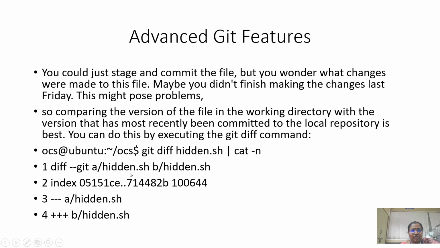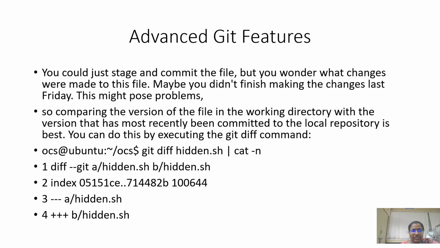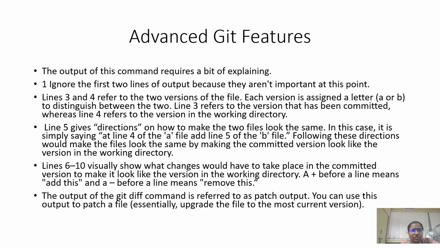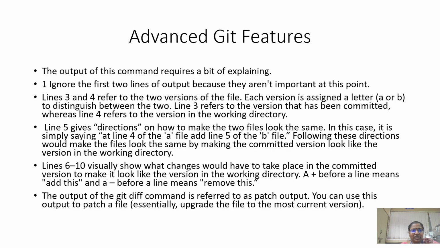Here you see a/hidden.sh and b/hidden.sh. So this is your file. When you execute this, in line 1 and 2 you can ignore the first two lines of the output because they are not important at this point. Lines 3 and 4, that is a/hidden.sh and b/hidden.sh, refer to the two versions of the file.